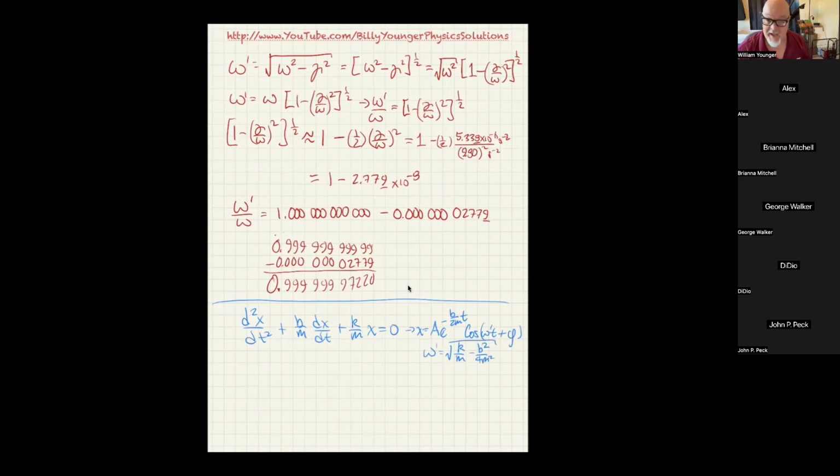So we've gotten that. But now your book ups the ante just a little bit, and I need you to understand the concept behind this. I'm not necessarily, I mean, I might on a test, but not on a final exam, I'm not going to make you solve this. But what your book does is say, what about if we had this equation?